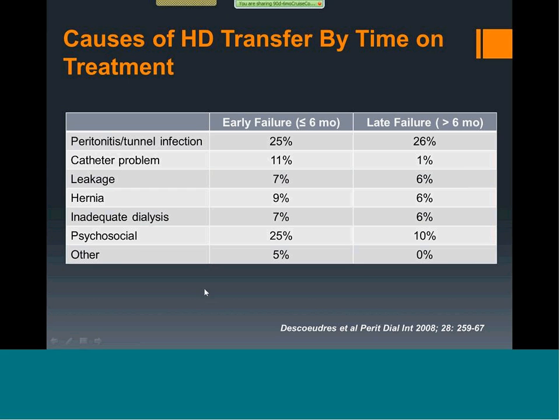Experience was reported from Switzerland, in which infection was the single most common cause of failure that happened early on. Catheter problems diminished in importance. The catheter issues are important to be dealt with during the course. Starting PD, leaks, hernias, adequate dialysis are similar. The social problems actually are more common early on than later on. It is the reason that I've decided to focus on peritonitis and residual renal function for the talk that I'm going to present.